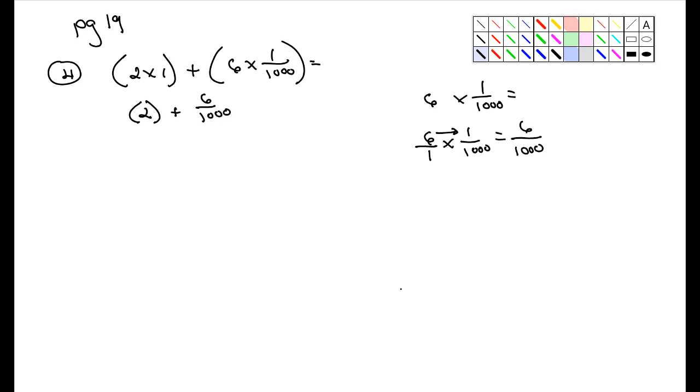Okay, so now I have 2 plus 6 over 1,000. Okay, and I'm not sure if they're having you reduce these, or they're bothering with that. No. So this would be 2 and 6 over 1,000.